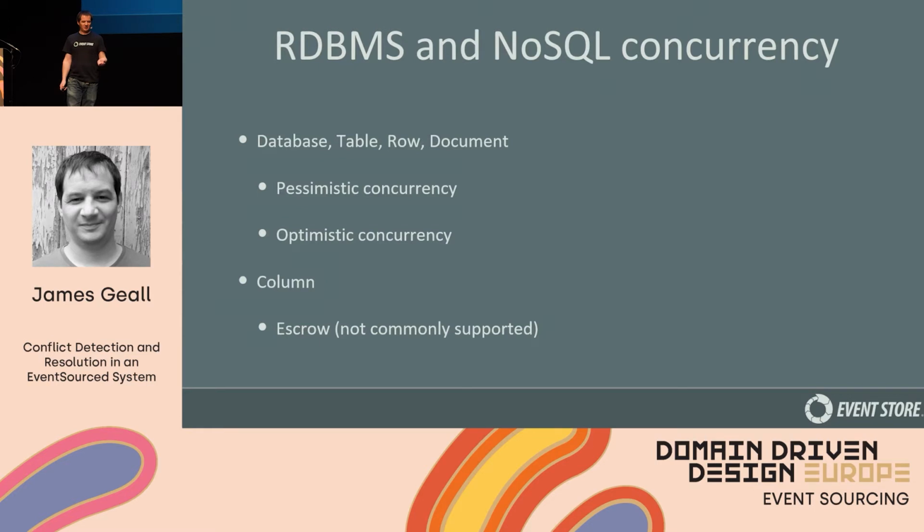It used to be easy when we just had a SQL database to talk about what concurrency meant. Now we have quite a lot of different options there, and some of them have some very specialized ways of dealing with it as well. So most relational database management systems, general SQL-like databases, allow you to deal with concurrency at a database, table, or row level.